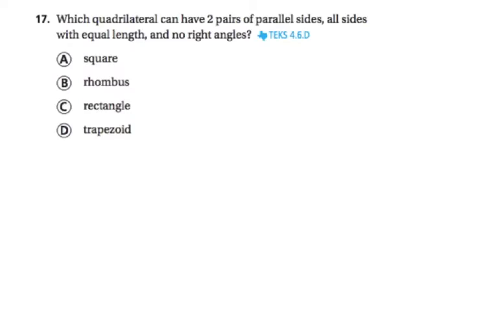Okay, last question. Which quadrilateral can have two pairs of parallel sides, all sides with equal length, and no right angles? So I'm thinking about a square. Square by definition has 4 right angles, even though the lengths are the same.